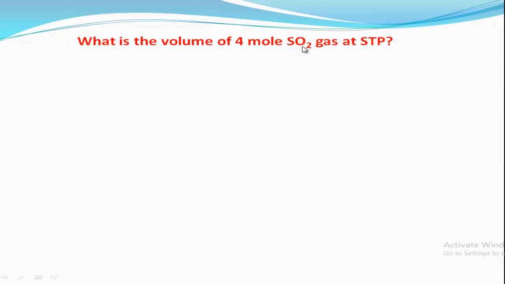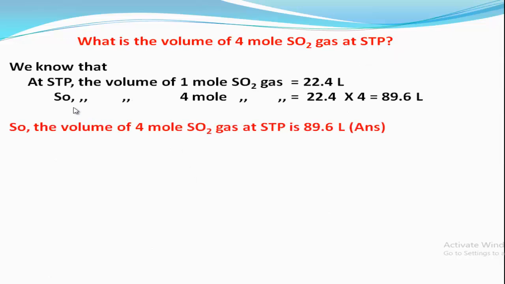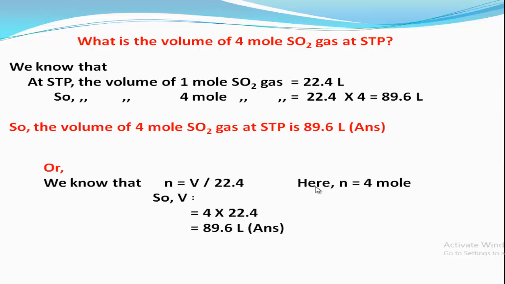1 mole sulfur dioxide gas occupies a fixed volume, that is 22.4 liter at STP. So easily we can calculate this way. At STP the volume of 1 mole sulfur dioxide gas is 22.4 liter, so the volume of 4 mole will be just simple multiplication.